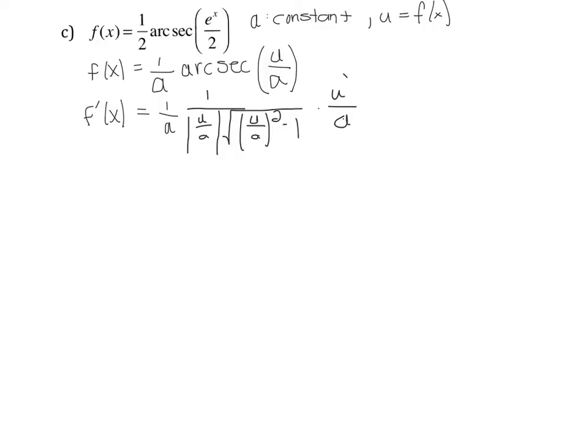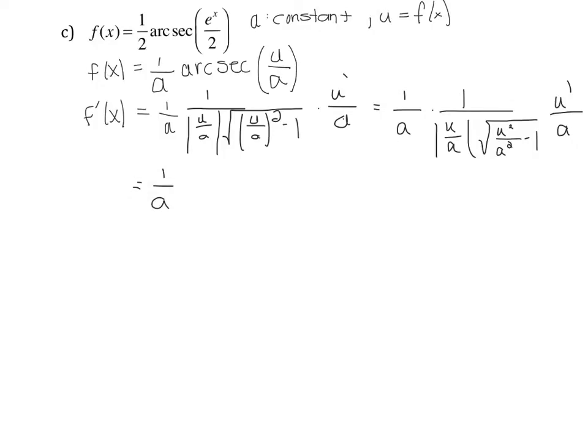All right, but now let's start to clean things up. So we've got 1 over a, and then let's start chipping away at this complex fraction down here. So I will leave the absolute value of u over a, and then I'll actually square the stuff that's in the radical. So I'll have u squared over a squared minus 1, and then we'll still have u prime over a.